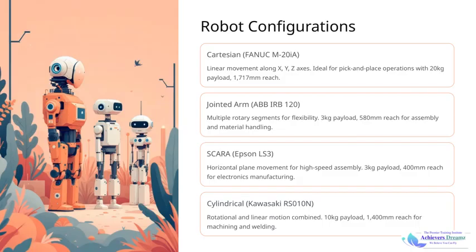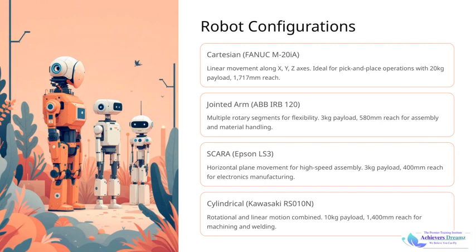Finally, we have the cylindrical configuration, such as the Kawasaki RS010, and this type combines rotational and linear motions, giving it a versatile range of movement. It can carry up to 10 kilograms and reach out to 1,400 millimeters. This setup is often used in machining and welding, where both precise positioning and strong payload capacity are important. Understanding these different configurations helps us choose the right robot for each specific task, ensuring efficiency and effectiveness across various manufacturing processes.